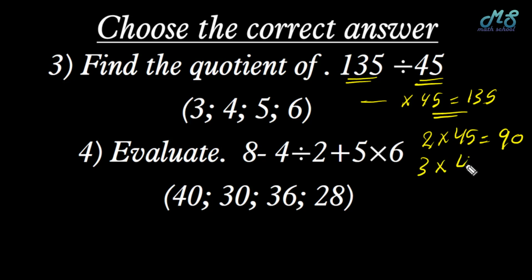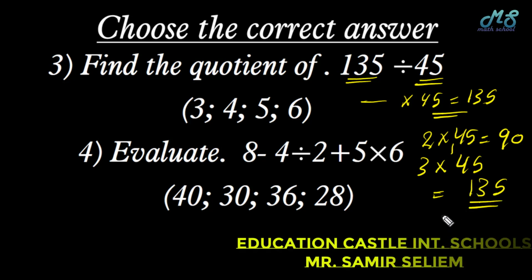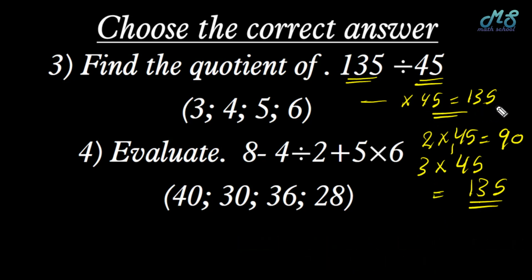3 times 45. 3 times 5 equals 15. Write 5 and keep 1. 3 times 4 equals 12. 12 plus 1 equals 13. Now the product is 135. Now, mister, which number times 45 equals 135? It will be 3. Now the correct answer is 3.